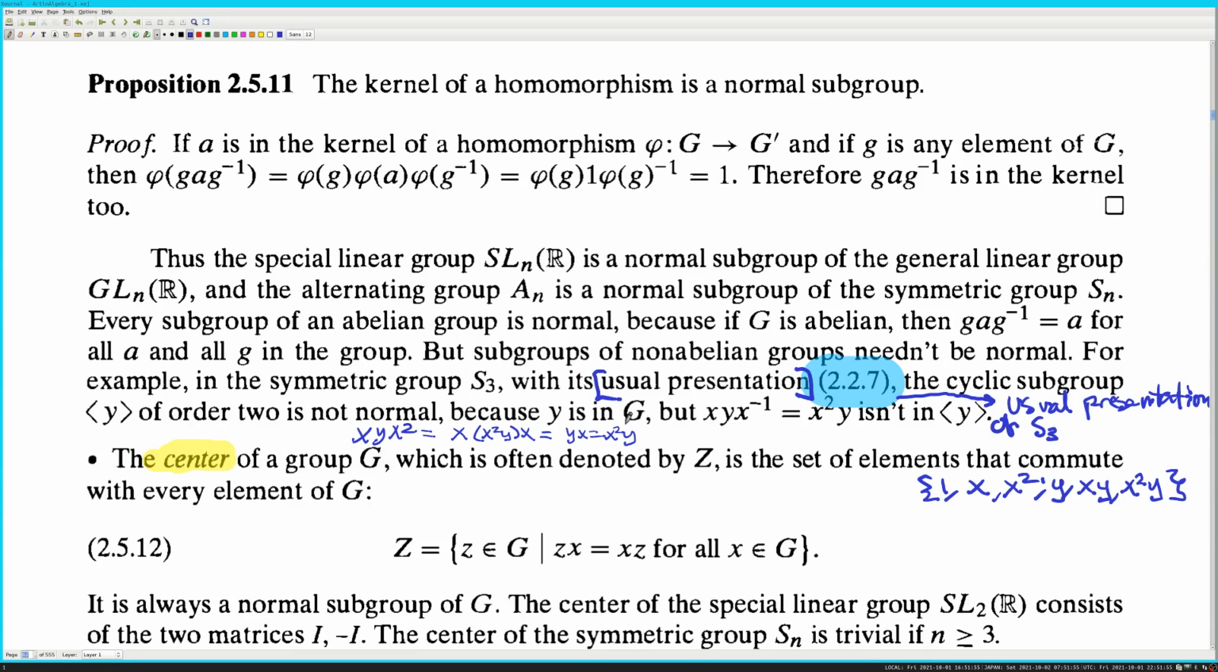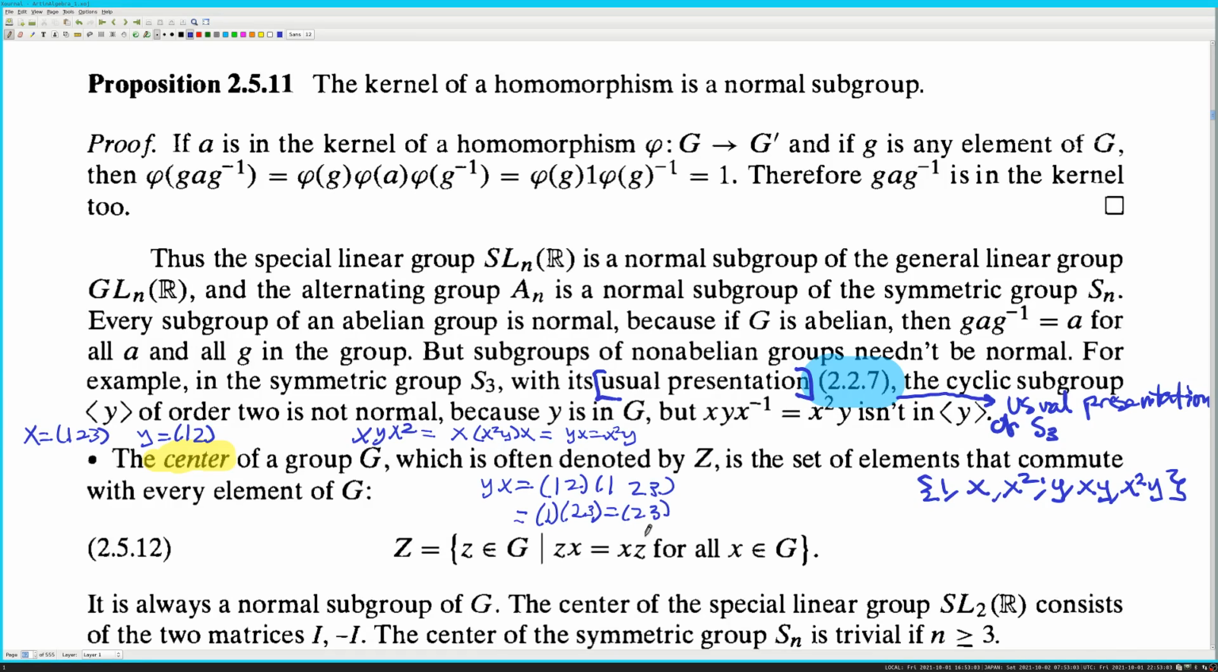What is y? x is the cycle (1 2 3), and y is (1 2). So y is its own inverse. Then what is x squared y, or yx? It's (1 2) times (1 2 3). 1 goes to 2, which goes to 1, so 1 is on its own. 2 goes to 3 and is left alone. 3 goes to 1, which goes back to 2. So this is (2 3).